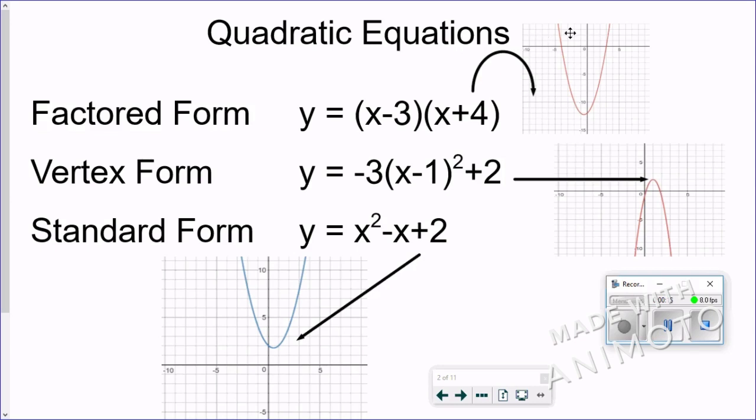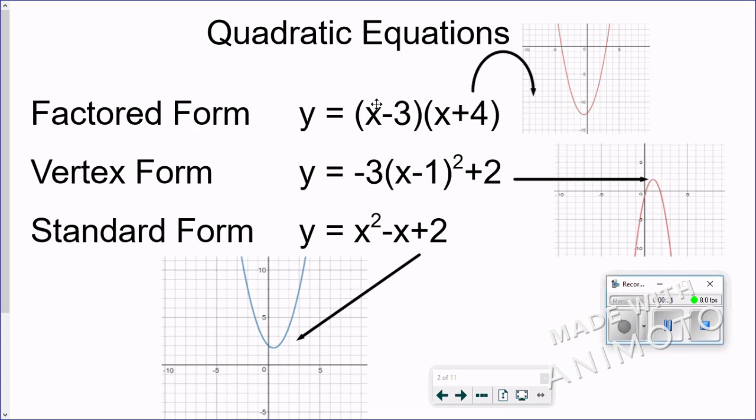Were faced up basically, and then a maximum face down. And it was a minimum or facing up when our A value was positive. It was a maximum face down when our A value was negative. Also, some things I want to review about quadratic equations in factored form.